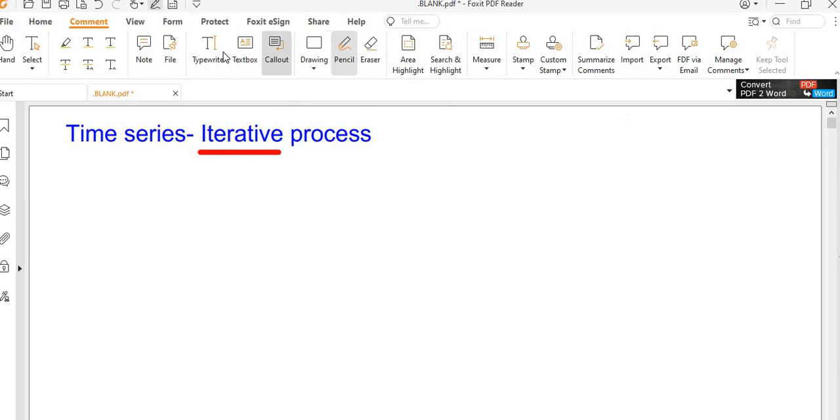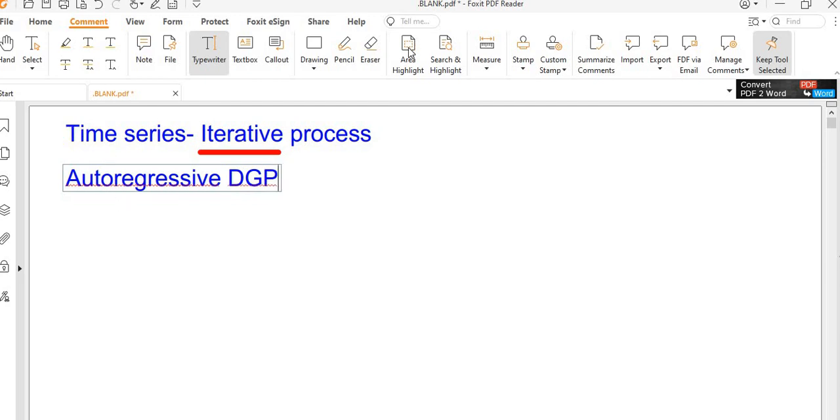So let me just talk a little bit in brief about the autoregressive DGP. DGP is actually the data generating process. Now what do I mean by that? In time series, essentially we get values for different times, so we have different y's for different t's. So we have yt's. Now why do we use the term autoregressive? Essentially we are regressing yt on itself. Auto means itself and we have regressive. So what we do is we regress yt on itself.